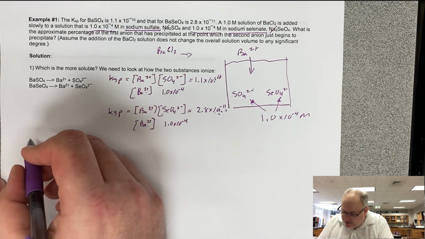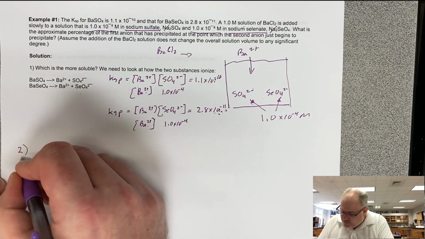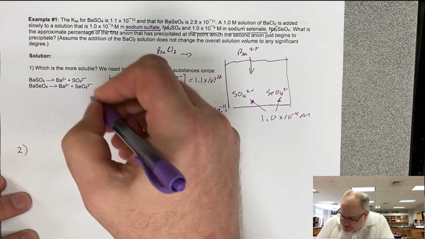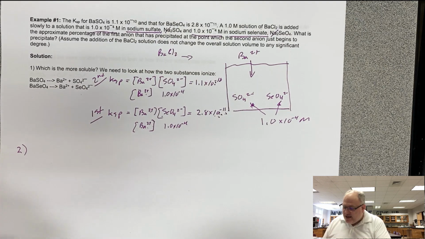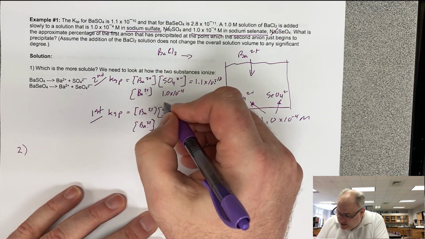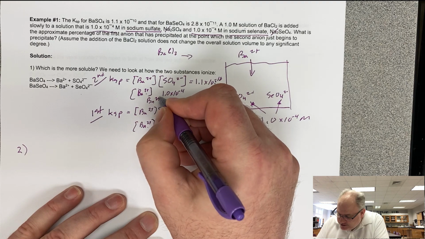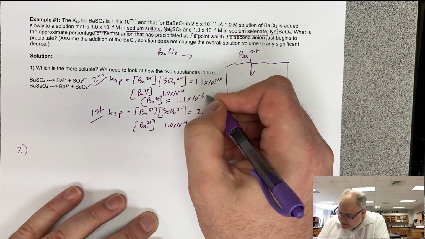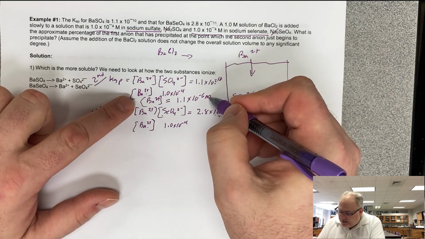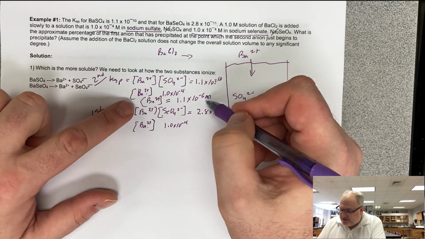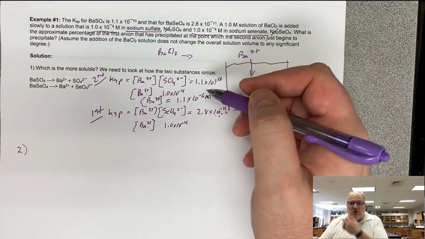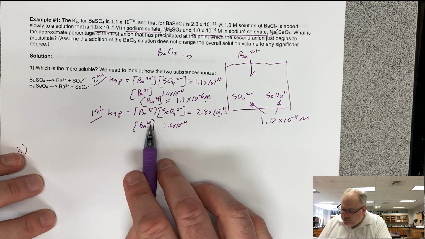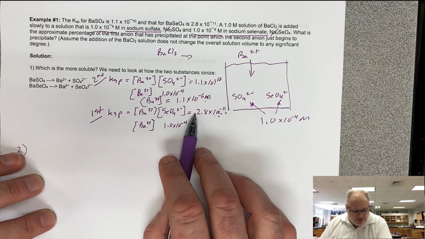Now, the second part of the problem is they ask what percentage of the first thing is left when the second thing precipitates. Will you agree this is the first to precipitate, this is the second to precipitate? Now, if we do the mathematics here, we're going to find out in this case that the Ba2+ concentration is going to be equal to 1.1 times 10 to the negative 6. That's the amount of Ba2+ that we need in order for the second thing to start precipitating based on this equation. So we want to know how much of the Ba2+ is left in the solution when the original starts to form.